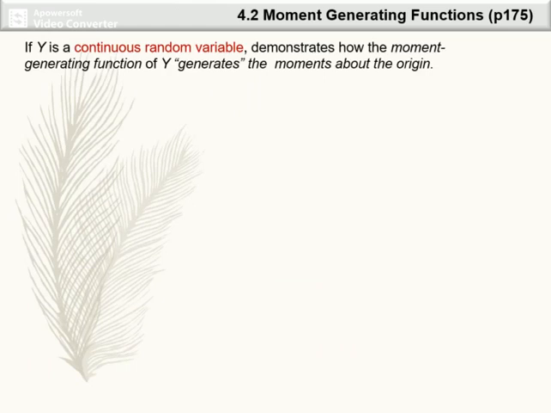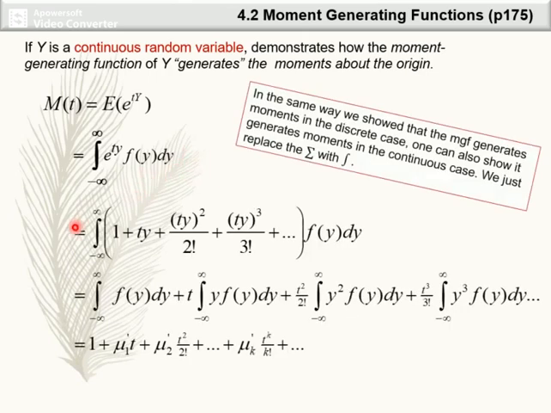So remember I told you that a moment generating function pretty much generates moments. To express that explicitly, this is what you have for a continuous random variable. From the definition, this is exactly what you're going to get. And then let's go step by step.